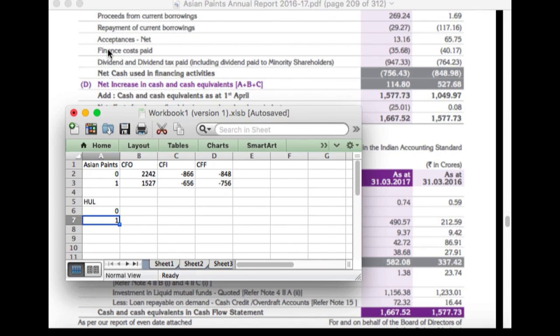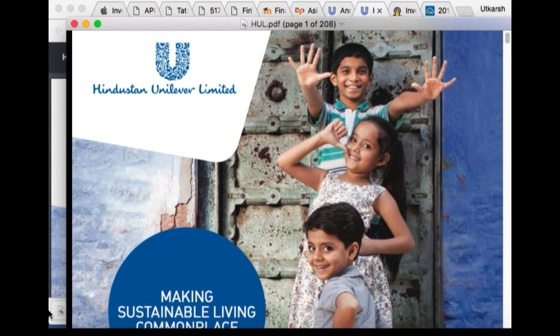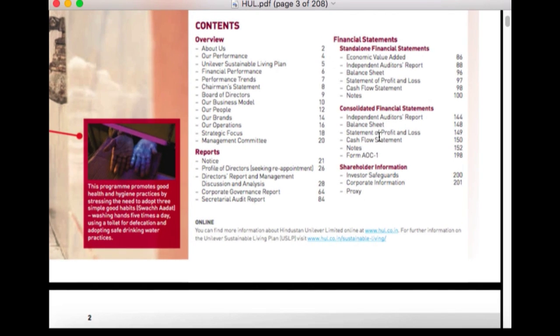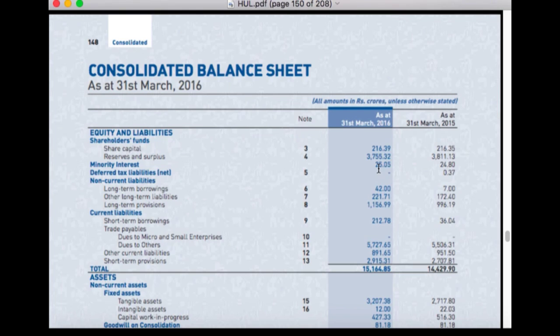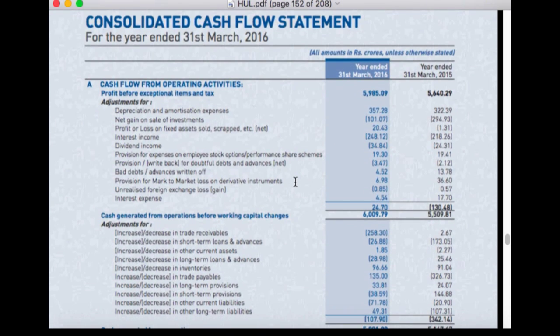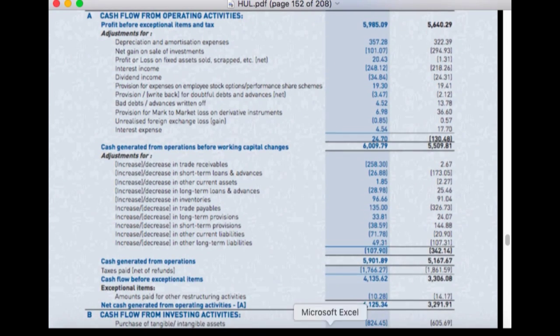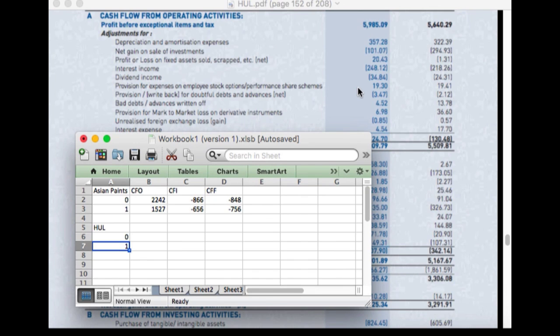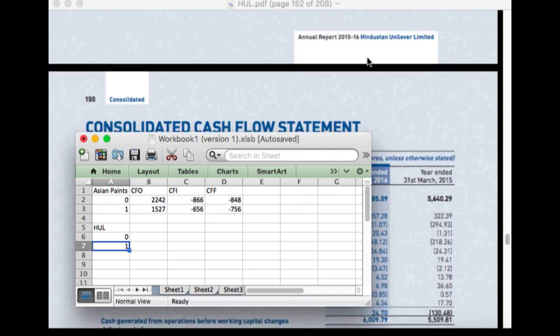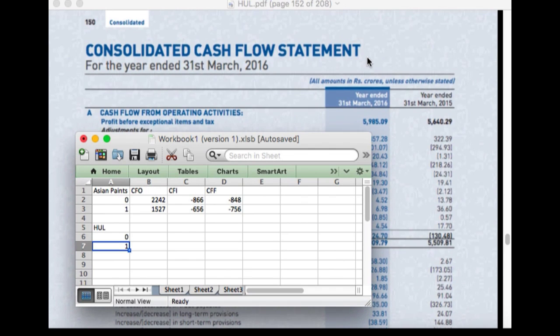So we will do a time series comparison, and we will also try to do cross sectional now. So we are now looking at Hindustan Unilever. So I'm going to open the consolidated cash flow statement. That's page 150-ish. This is the consolidated cash flow statement. Let's start looking at CFO. Now this is also rupees in crores.